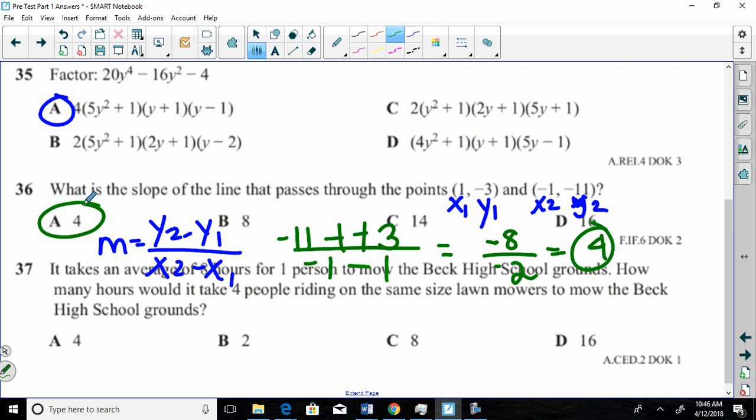It takes an average of 8 hours for one person to do it. How much time does it take 4 people to do it? 2. You just divide.